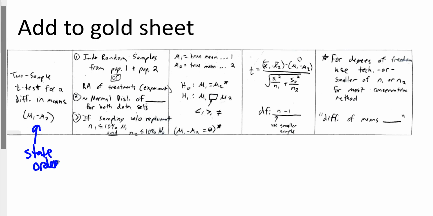Do we have independent random samples or random assignment of treatments? We got that. Approximately normal condition. And sampling without replacement. We want to check the 10% rule. So we're good there. Name. Conditions. Our parameters and our hypotheses.